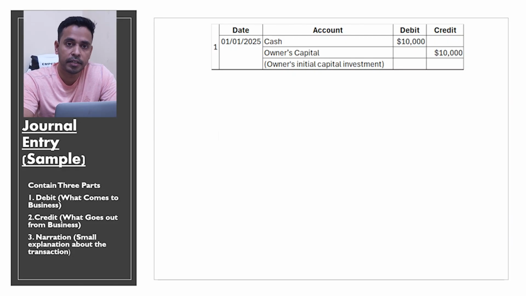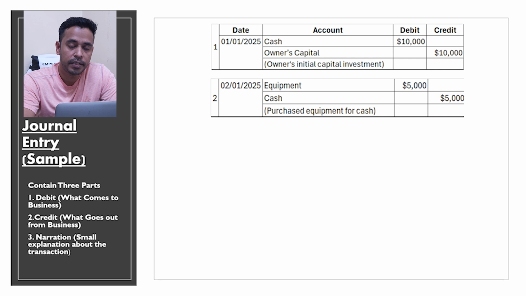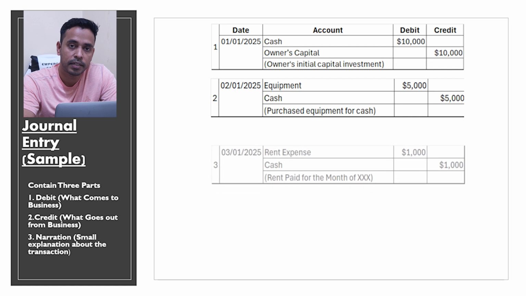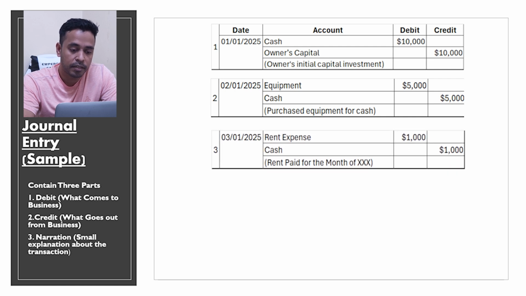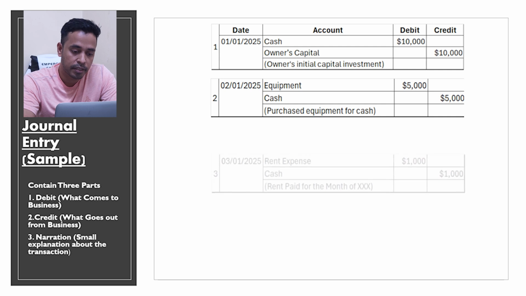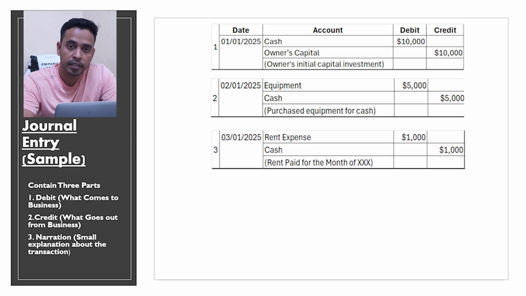The second journal entry: the company bought equipment by cash. Here we make equipment debit and cash credit, and the narration is purchase of equipment for cash. The third one: the rent is paid by cash. We make the journal entry as rent expense debit and cash credit, and the narration as rent paid for the month, where we can mention which month.